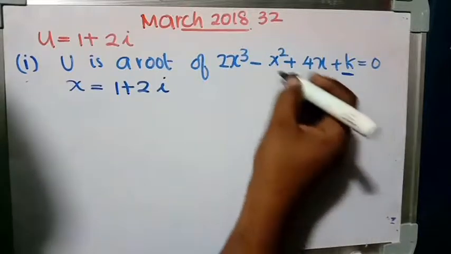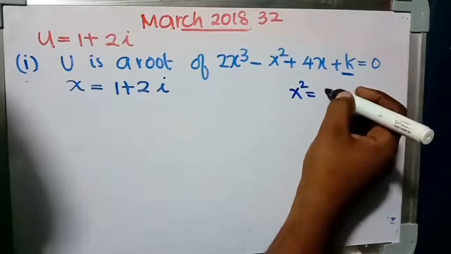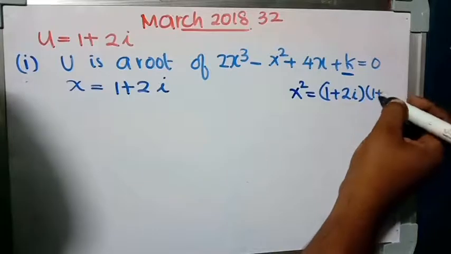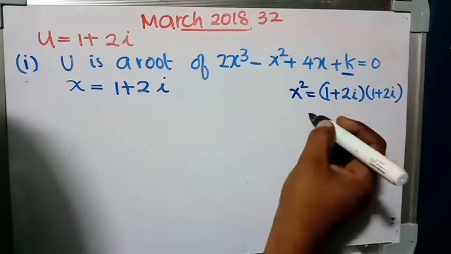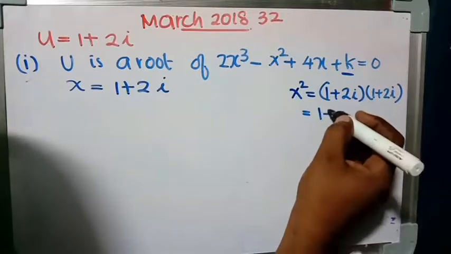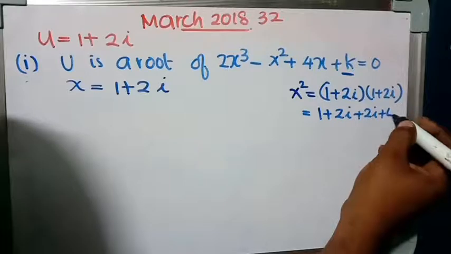So let's find x squared, which is x into x, that means 1 plus 2i into 1 plus 2i. Otherwise we can use (a plus b) the whole squared. Both will give us the same result. We get 1 plus 2i plus 2i plus 4i squared.